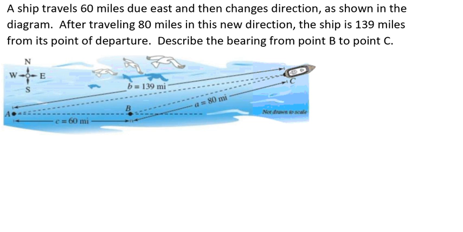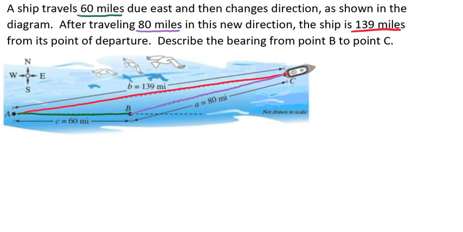Okay, so let's look at the information we were given and relate that to our diagram. We were given this 60 miles due east, so here's our 60 miles due east. And then we were told that we made some kind of a directional change and we traveled 80 miles in this new direction. So here's our 80 miles in that new direction. And when the boat took its new reading, it said that we were 139 miles from our original point of departure. And so that's this distance right here.